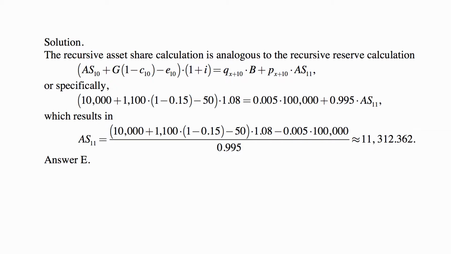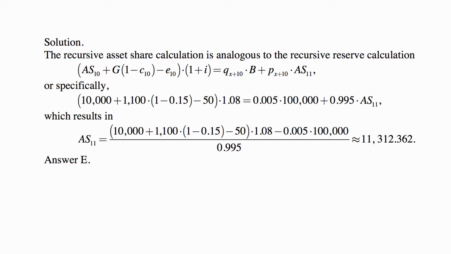Then you subtract the flat expenses that are not a percentage of premium. All of this money is accumulated with interest till the end of the policy year, when with probability q_{x+10}, because it's the 10th year, the policyholder dies and the amount B, the benefit amount, is paid, and with probability p_{x+10}, the asset share remains. So that's the asset share in the 11th year.